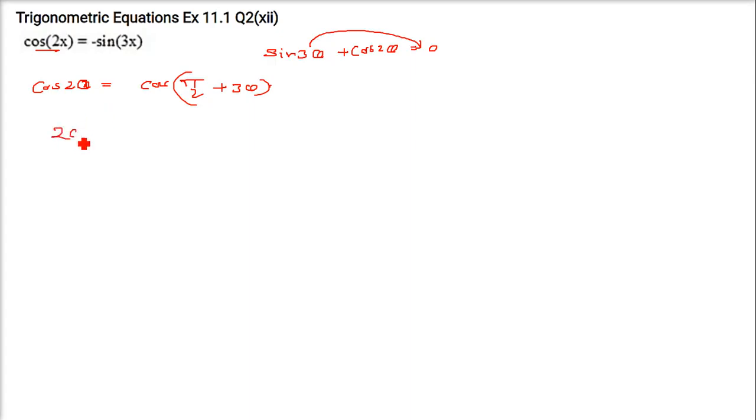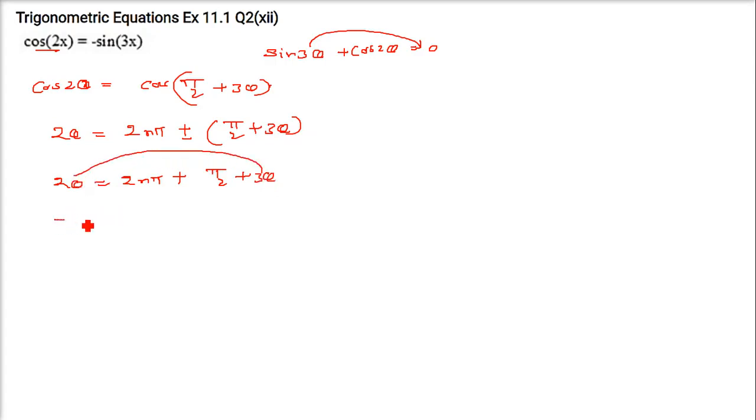Now you can use the identity 2n pi plus minus pi by 2 plus 3 theta. So first let us take the positive sign. 2 theta will be equal to 2n pi plus pi by 2 plus 3 theta. Now 3 theta comes here, so it will be minus theta. 2 theta minus 3 theta is minus theta. It is 2n pi plus pi by 2. So now multiply by minus on both sides. Theta will be equal to minus 2n pi minus pi by 2. Now this minus n can be taken as some m. So 2m pi minus pi by 2.